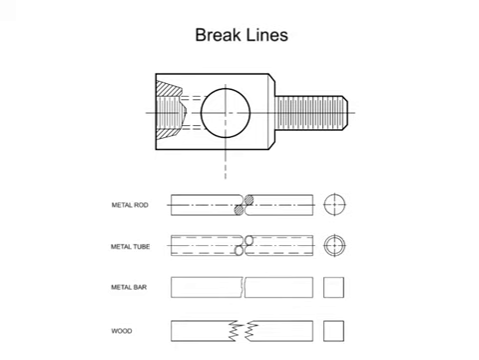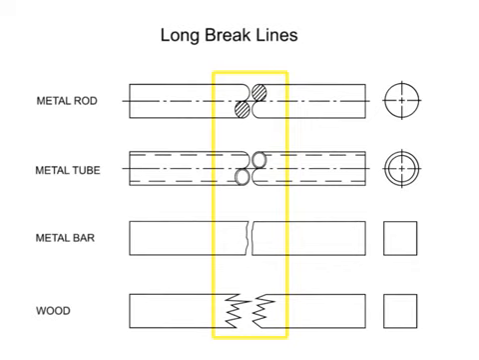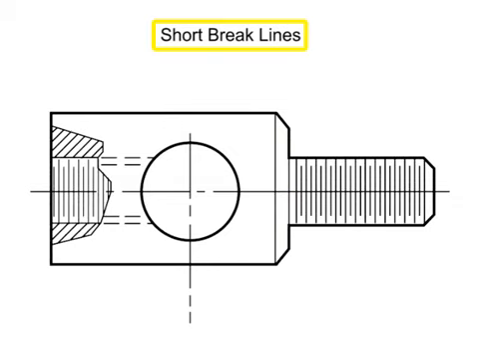There are two types of break lines. Long break lines are typically full ruled lines with freehand zigzags that are used to show breaks in shafts, rods, tubes, rope, and so on, which have a portion of their length broken out for convenience. Short breaks are indicated by solid freehand lines and are typically used to illustrate smaller section views where removing material from the part illustrates features otherwise not shown.